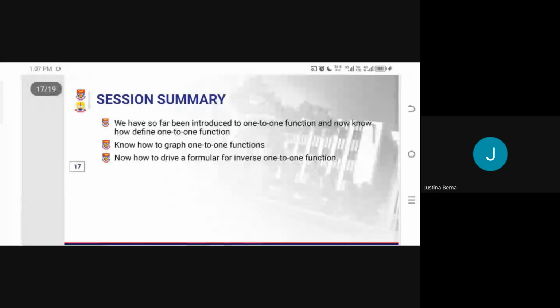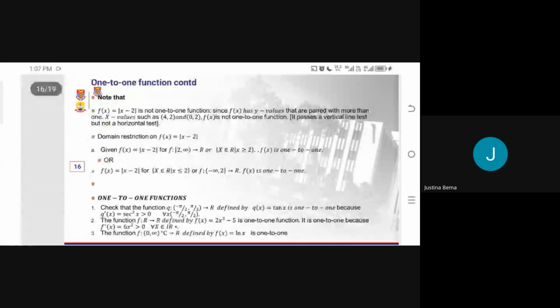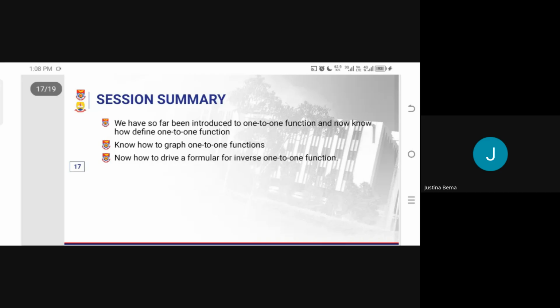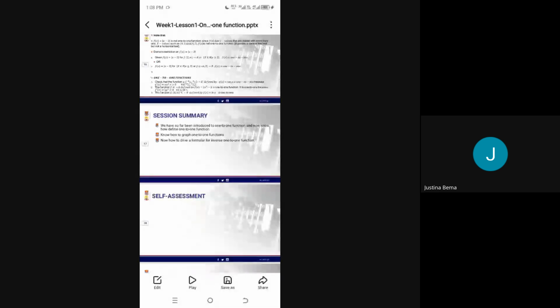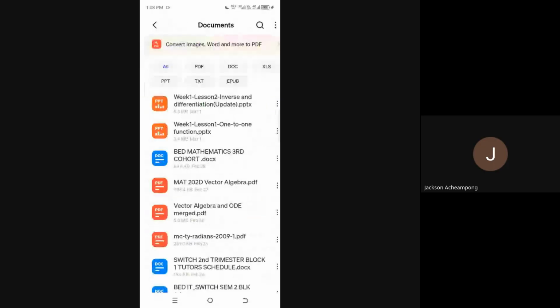So we are done with the first slice, which is about one-to-one functions. Any other questions that anyone is having? Madam, please, how can we get the slice we are using?